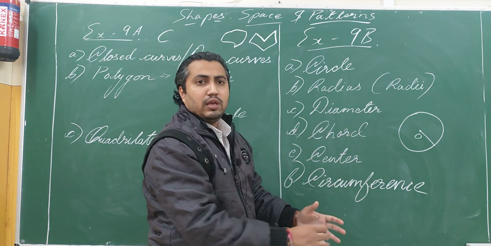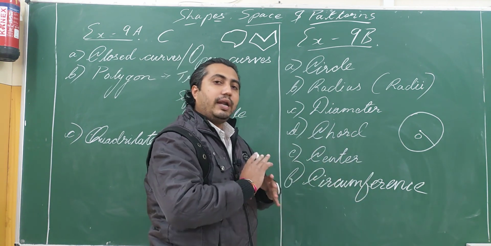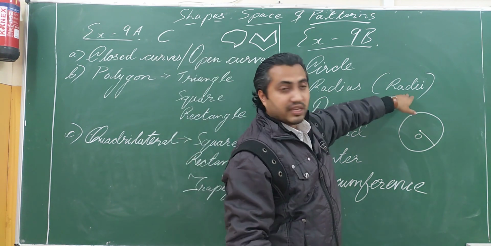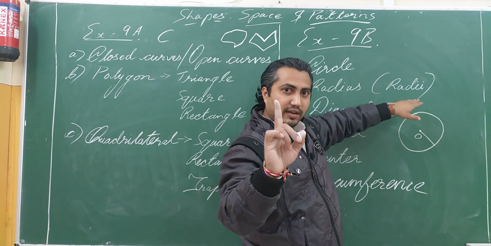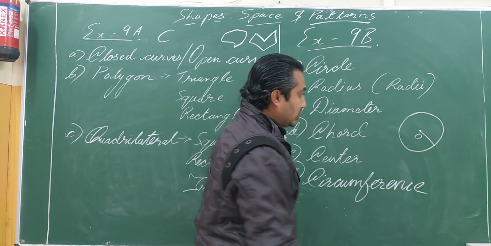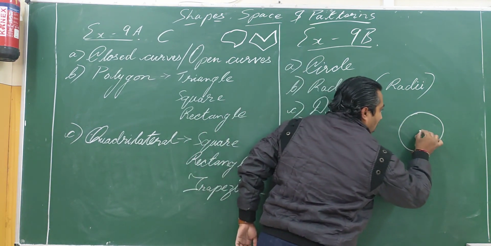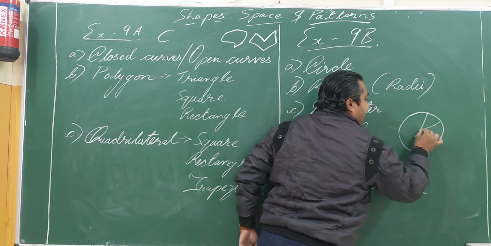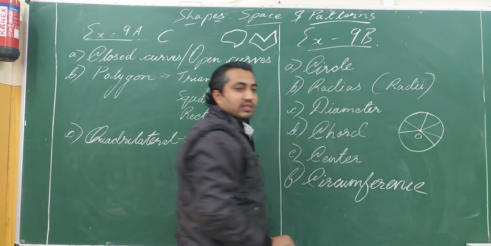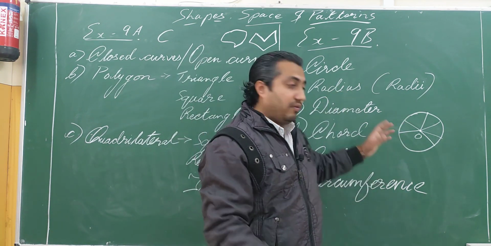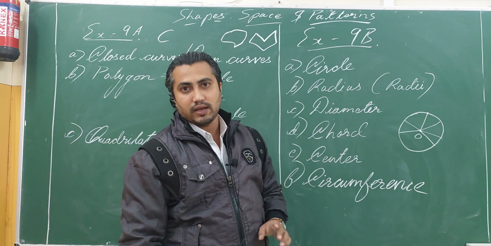Now, in a circle, we can draw unlimited radii. Plural of radius is radii. If it is one, it is called radius. More than one, it is called radii. So, in a circle, however many you want, you can draw radii. जितना भी चाहिए, हम radius draw कर सकते हैं. ठीक है? Unlimited radii we can draw in a circle.